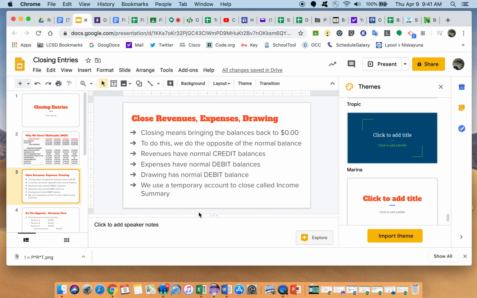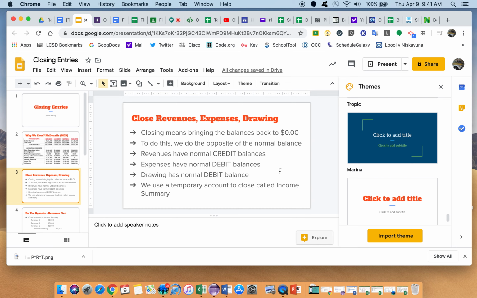All right, so closing means bringing the balances back to zero. To do this, we've said this in class a lot, we do the opposite of the normal balance. So you have to know what the normal balances are. Revenues have normal credit balances, expenses have normal debit balances, and equity drawing has a normal debit balance.